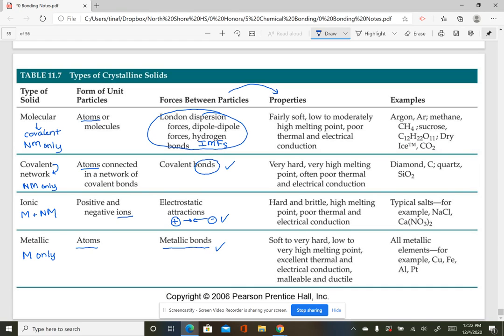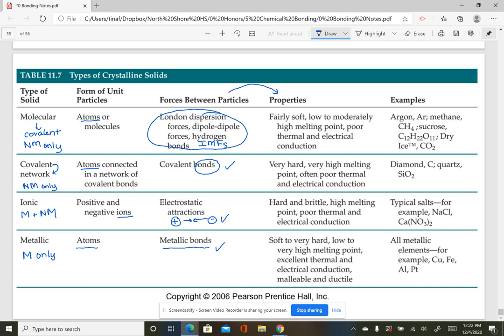Okay, so let's jump over to these properties. As far as you guys being able to do this, if you're given a substance and you don't know what elements make up that substance, then you really can't say what kind of bonding there is. But if you do some tests and find out some properties about the substance, you can make some assumptions about its type of bonding and what kind of solid it is.